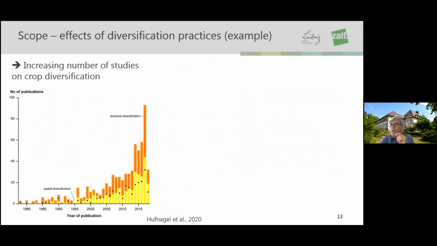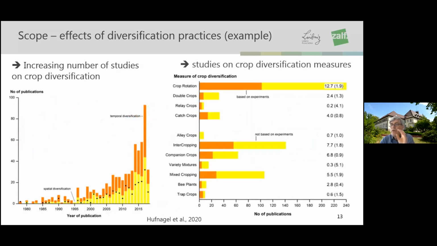I've said that already with respect to the spatial diversification, but also with respect to temporal diversification. However, if you look more closely into that, we found that the studies that are really based on experiments only make up a proportion, perhaps not even half of the entire number of studies that we could find in the literature. And that varies very strongly depending on the diversification measure that we are looking at. These are mainly referring to crops and cropping systems. There's even less, or much less, when it comes to the landscape level.